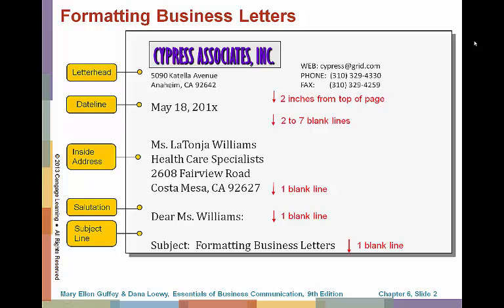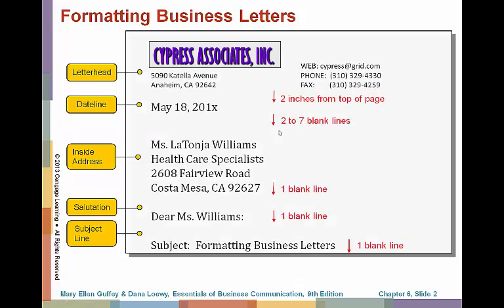Okay, so this is the formatting that you will use for the typical business letter. If you have some sort of letterhead, you'll put it up at the top. Not everybody has letterhead, and it's perfectly okay to leave that off and just put what's called the inside address. So if they're doing the inside address, they would put Cypress Associates Incorporated, and then 5090 Catella Avenue, Anaheim, California, and then the zip code. They've also put how to contact them via the internet, via phone, and via fax. So you'll put the date about 2 inches from the top of the page.